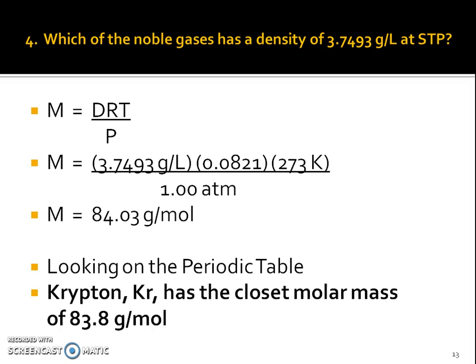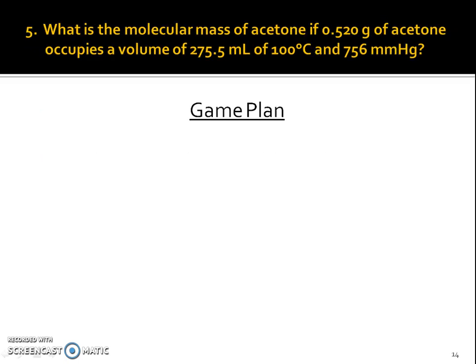So we find that krypton has a molar mass of 83.8, which is the closest to that 84 that you just calculated. Again, you might have gotten a different answer if you used 0.08206. That is on your reference sheet, I believe. So you might have gotten closer to the 83.8. Number 5, I'm giving you a game plan.